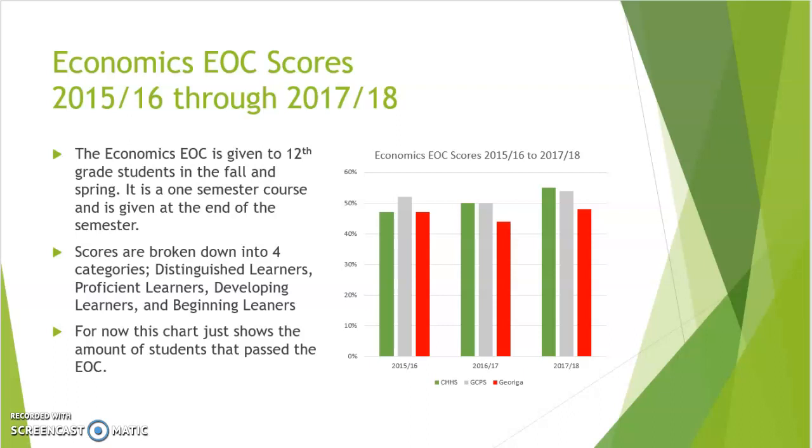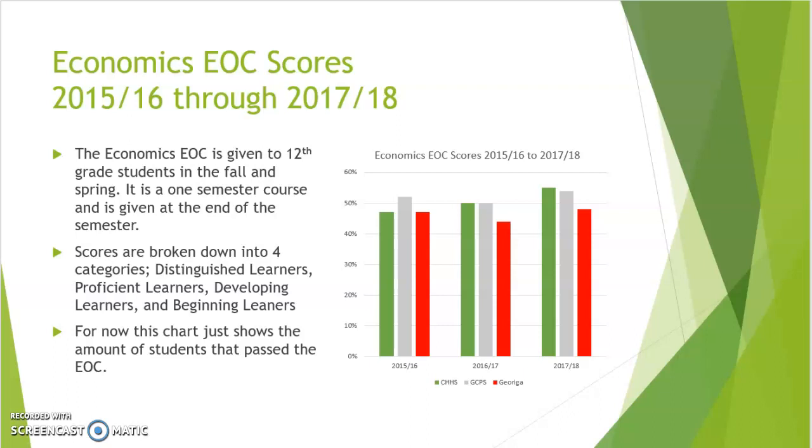Economics is given at the end of the course. Economics is a one semester course, so it's only covering that material, and it's given in both the spring and the fall semester. Same breakdown of scores, and once again, this chart just shows the passing rate. So in 2015-16, CHHS was lower than both GCPS and right there at the Georgia numbers.